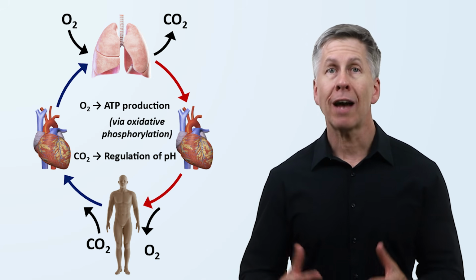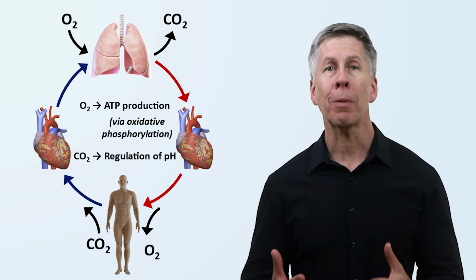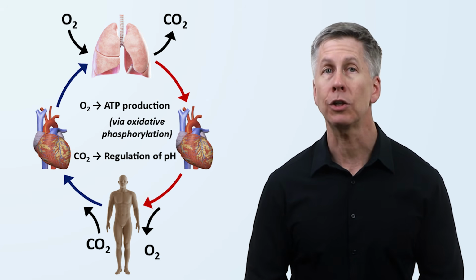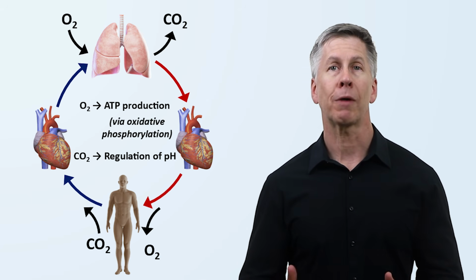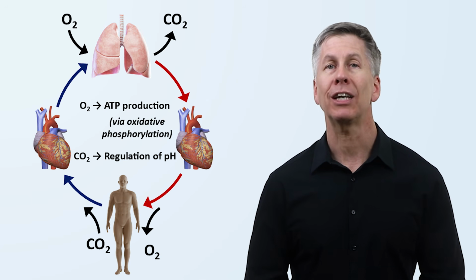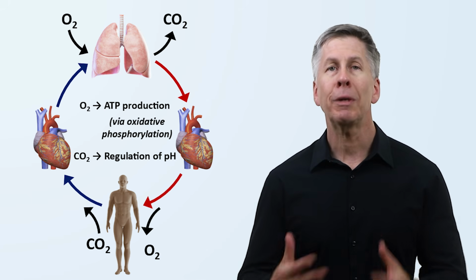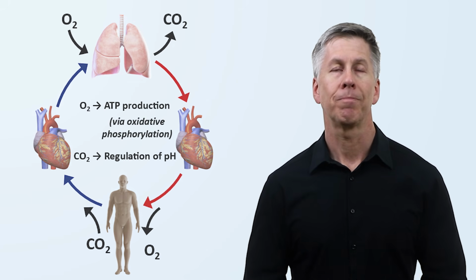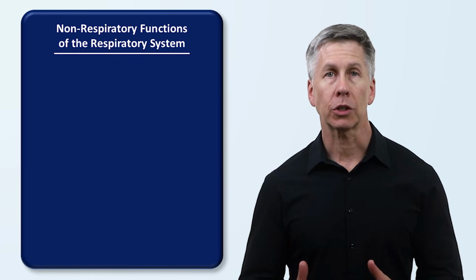While the body does have multiple buffer systems to lessen the impact of swings in CO2 on pH, most notably the bicarbonate buffer system, and it can compensate by the kidneys via the acidification of urine, there is a limit to these systems. Although gas exchange is the most obvious and most important role of the respiratory system, it also has a number of non-respiratory functions.